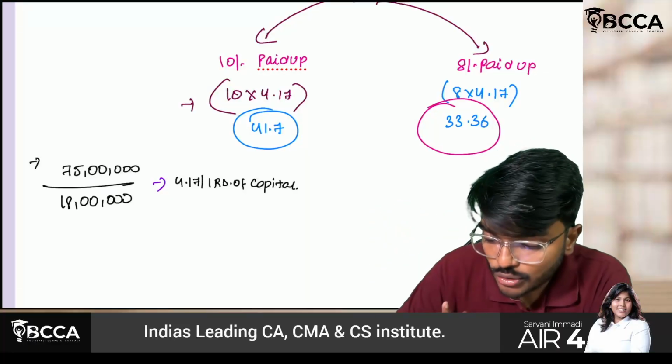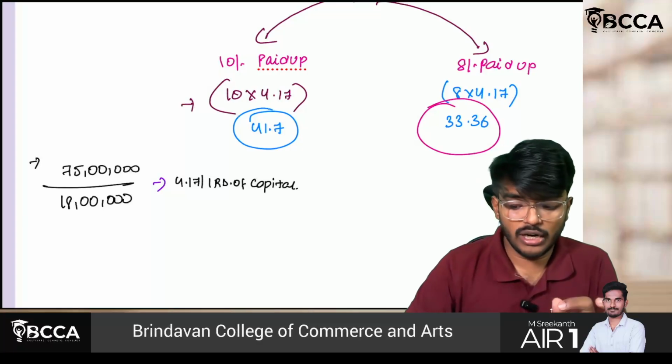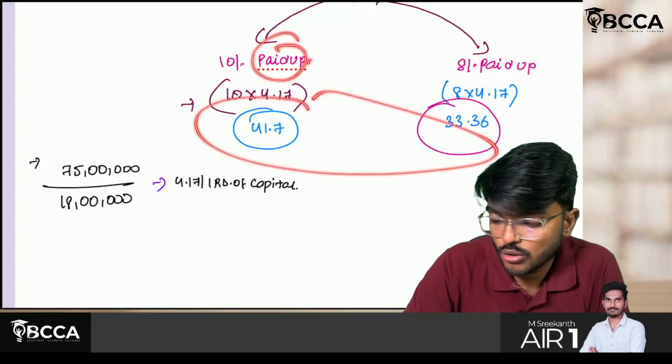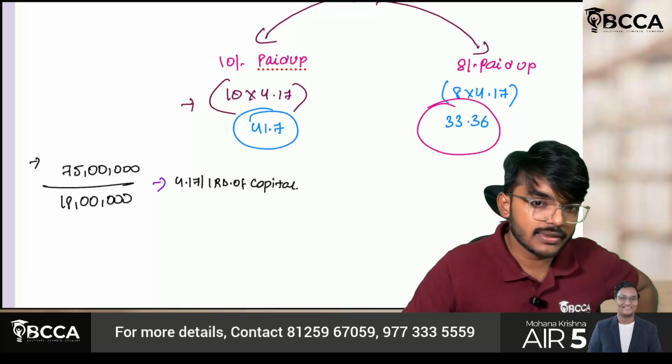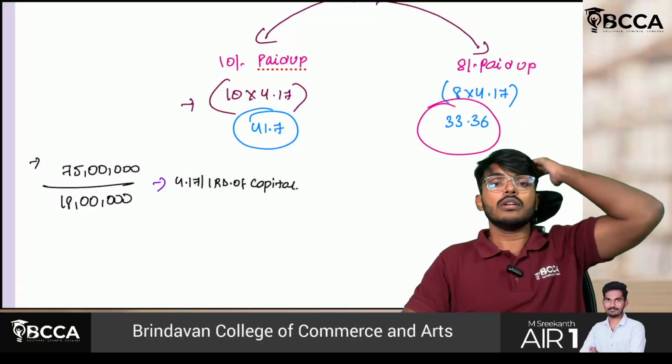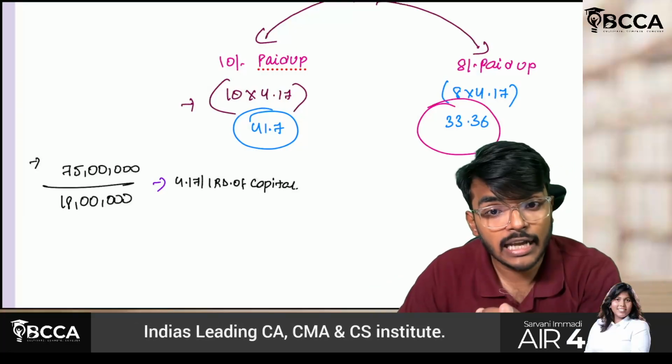Have you understood till here or not? 10 rupees paid up shareholders will receive 41.7, 8 rupees paid up shareholders will receive 33.36. Yes, sir, we have understood this point also. Brilliant.